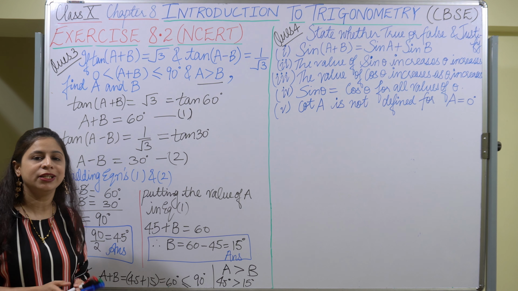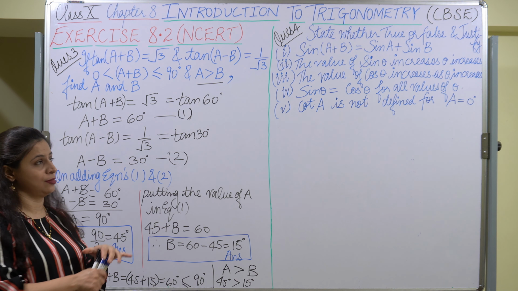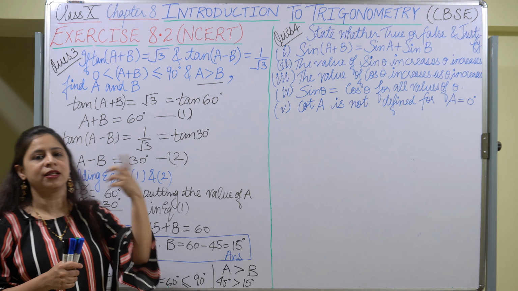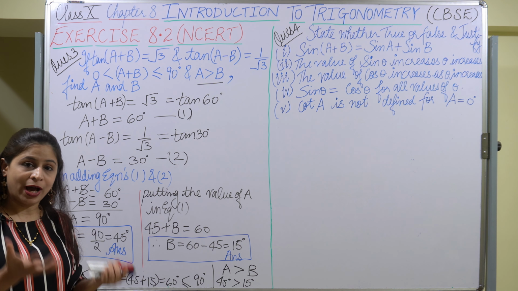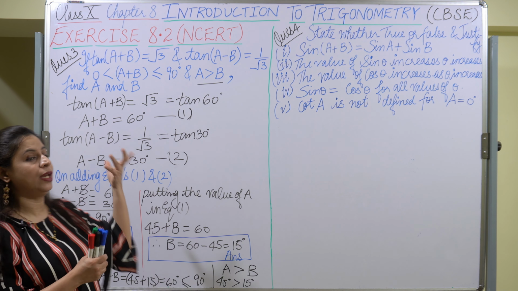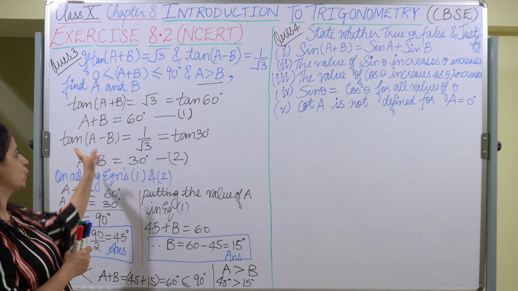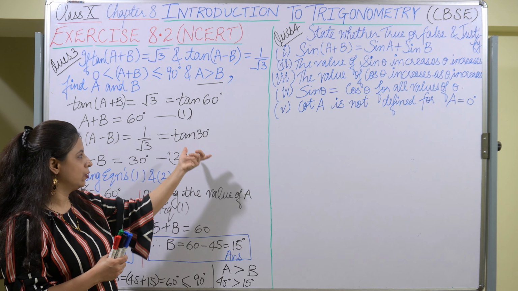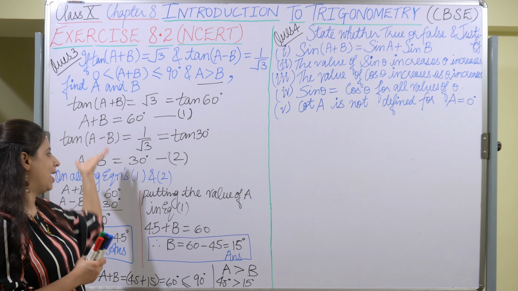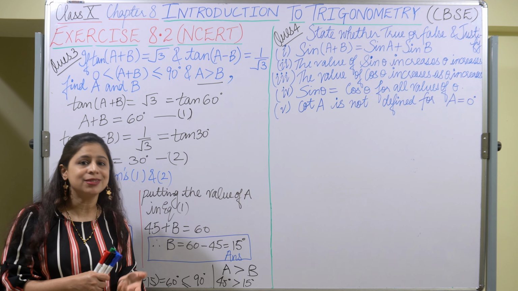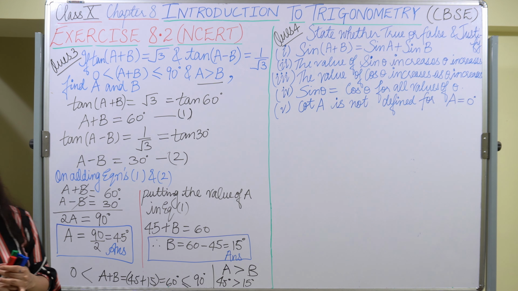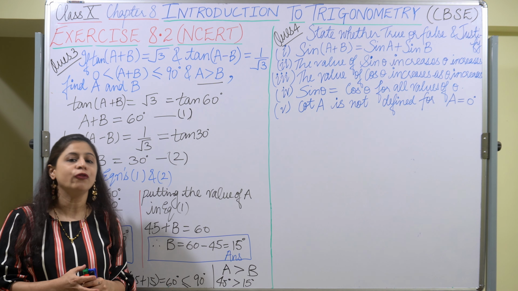So in this manner we need to solve such types of questions. In place of tan and these values, they can give us any of the values. You just need to convert those values into the proper form, formulate the equations, and then solve the equations in order to find the values of A and B.